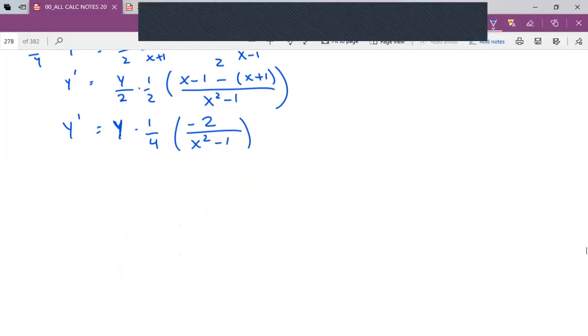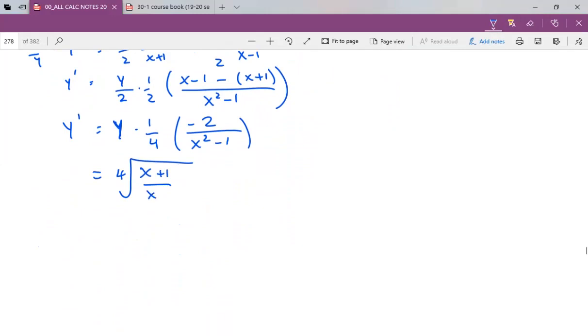So let's just write it as equal to that, and then let's multiply it by minus 1 over x times x squared minus 1, just simplifying the 2 over 4. And that is it.